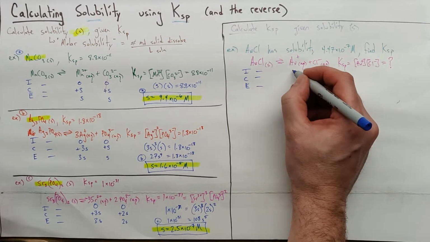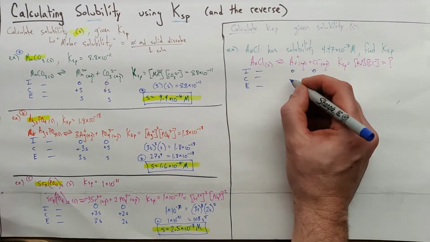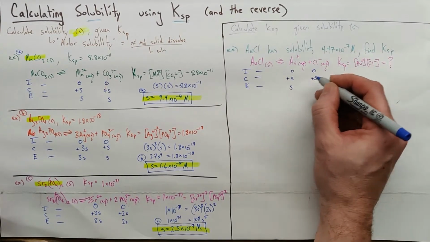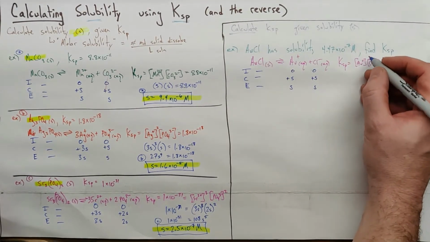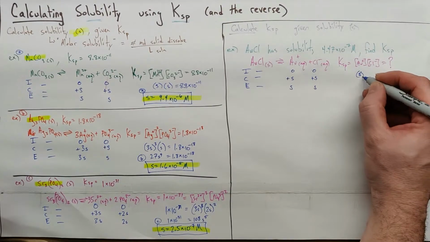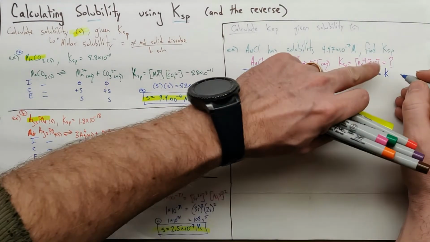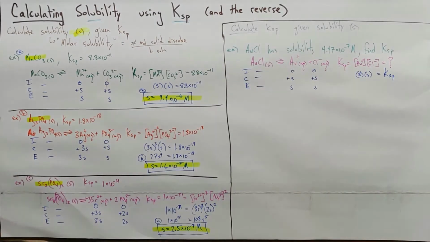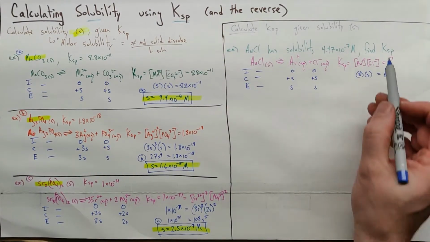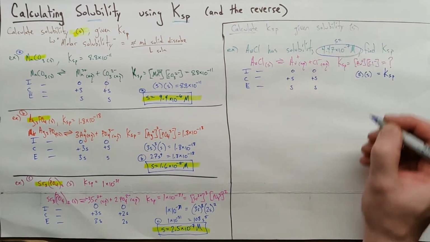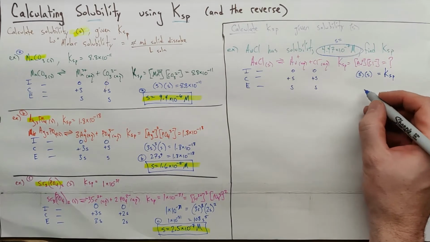If you look right here, I don't have any of that starting out. It will go up by some amount, it will go up by some amount, and we will end up with that amount and that amount. And over here, that will be S, and that will be S, and that's going to equal Ksp, the value that I actually want to know. We'd be stuck here if we didn't already know what that S was, right? This is S.